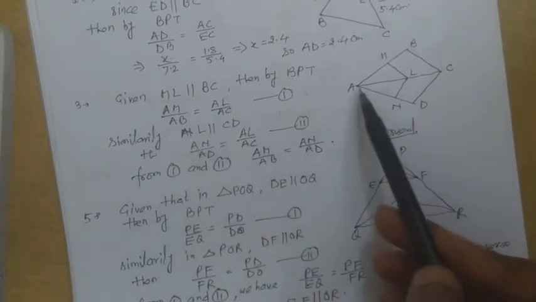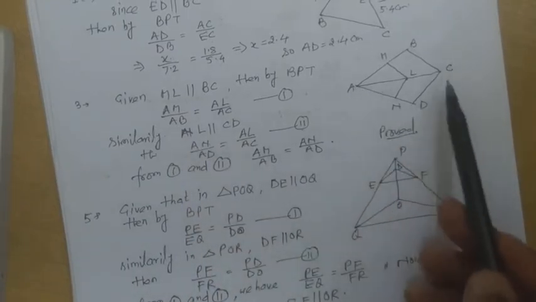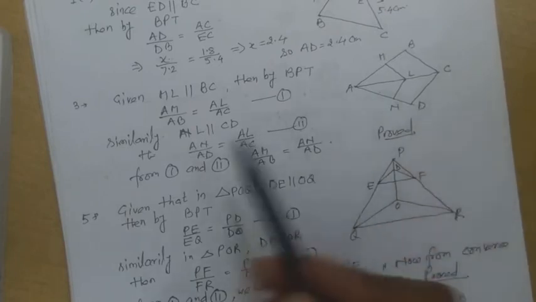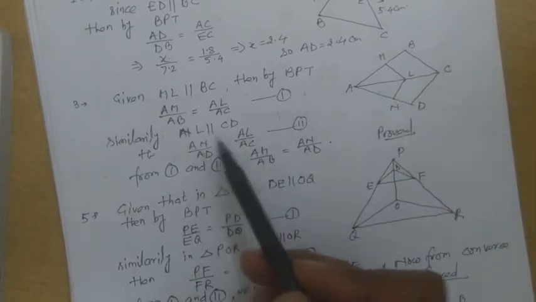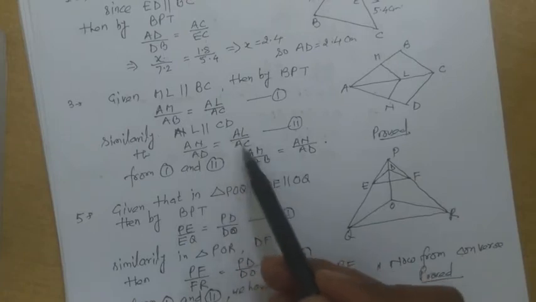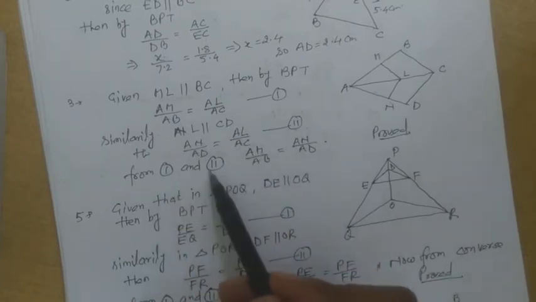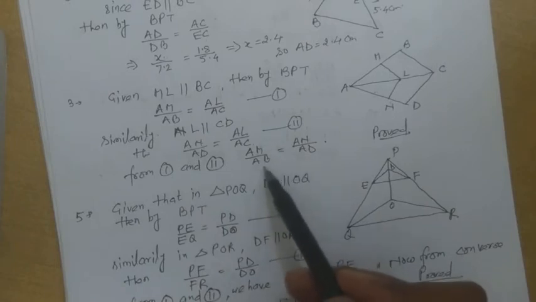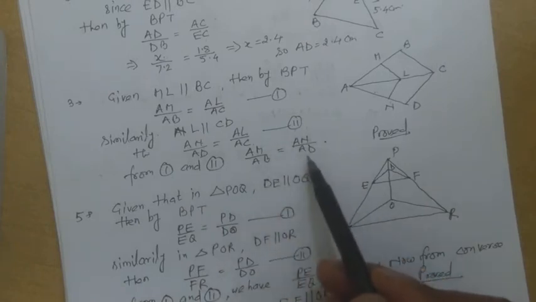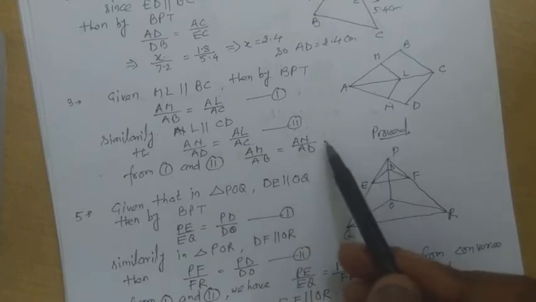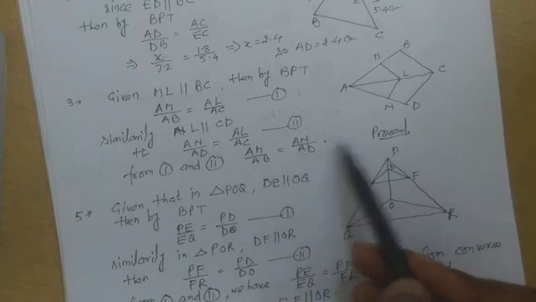Similarly, in triangle ADC, LN is parallel to CD. So by BPT we can write AN upon AD is equal to AL upon AC. So if we take first and second equation, then we can get AM upon AB is equal to AN upon AD, which was the required proof of this question. So that is proved.